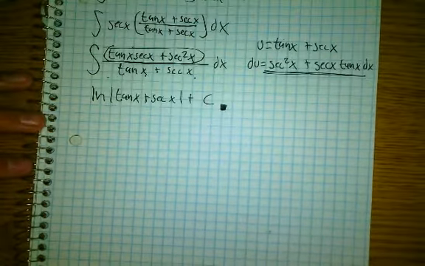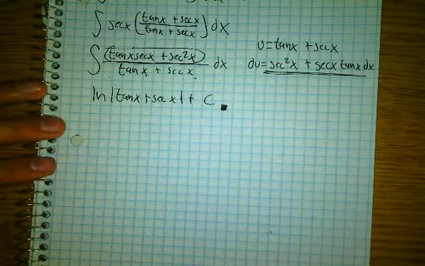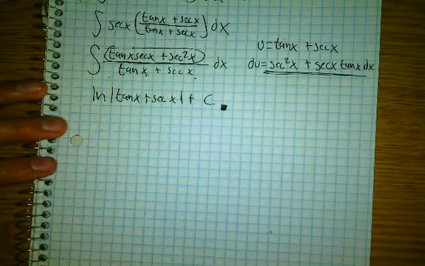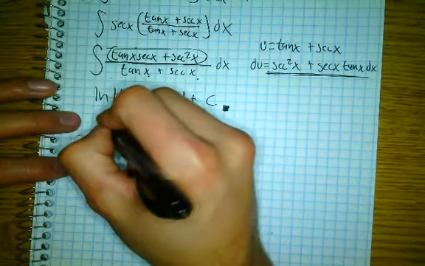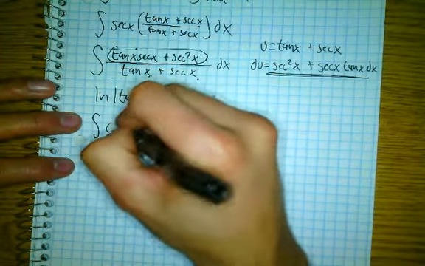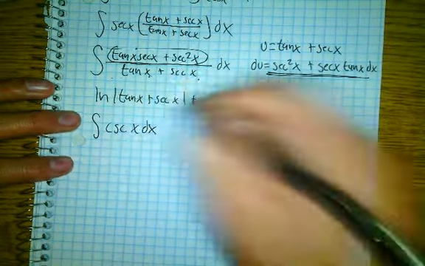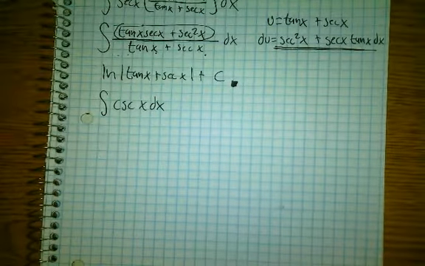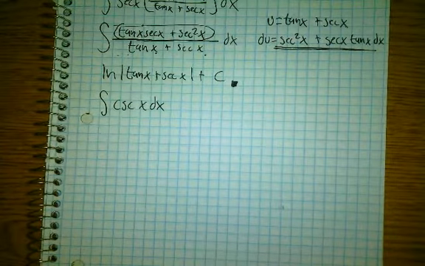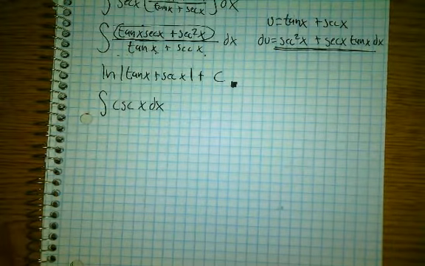Do you think you're capable? This would be the exact same process, very, very similar, just one minor change. Can you figure out what the integral of cosecant of x dx is equal to? So it would be cotangent minus cosecant. I bet it's minus. Try it.